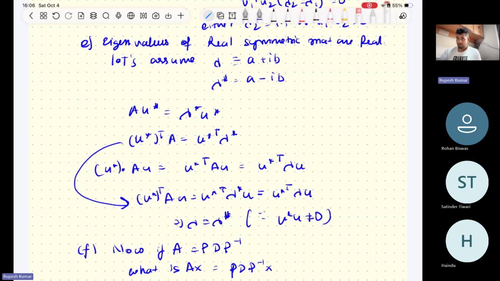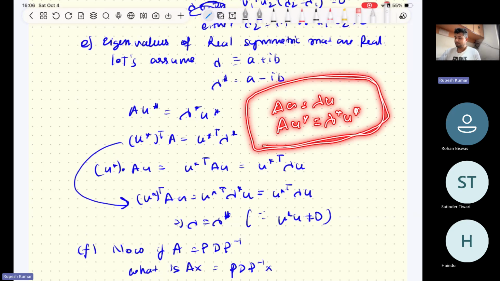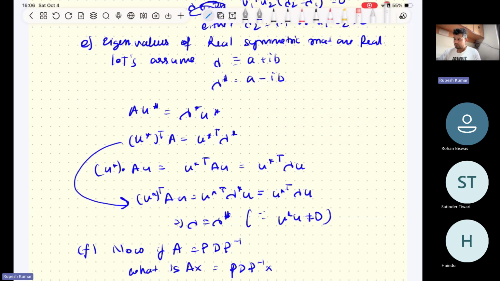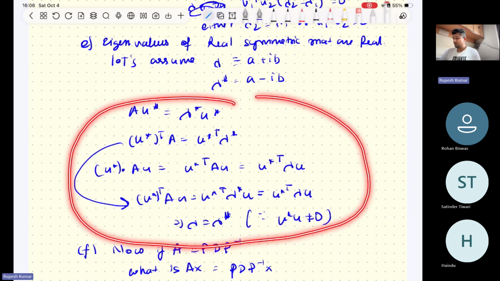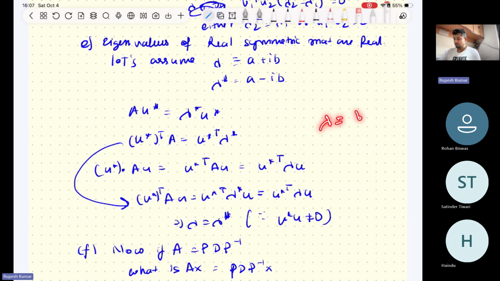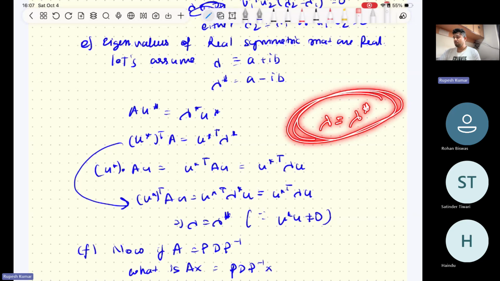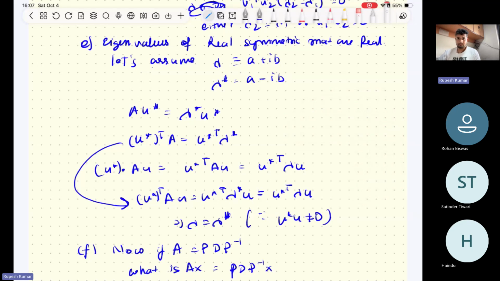Now you know the definition of eigenvalue decomposition: Au equals lambda u, or (Au) Hermitian equals lambda Hermitian u Hermitian. This is how you extend to matrices with complex values. Then, using that property, you will see that lambda will be equal to lambda Hermitian. And this only holds for real lambda values, real values only, right? Do you have any doubts on this?